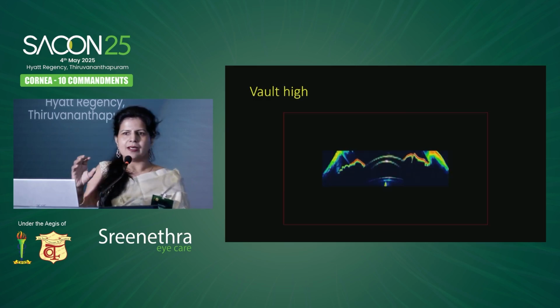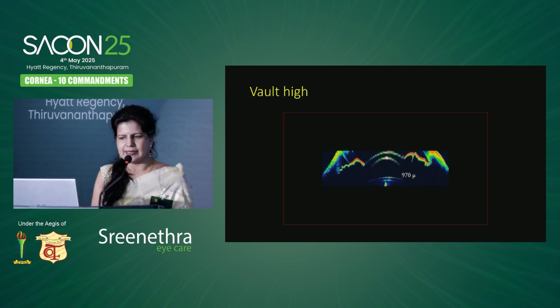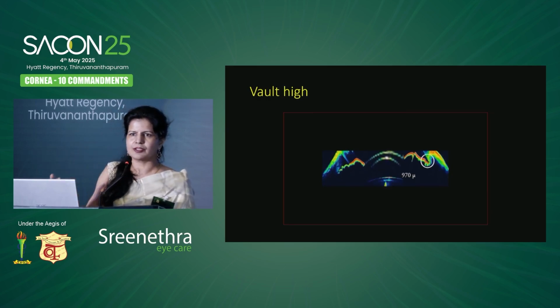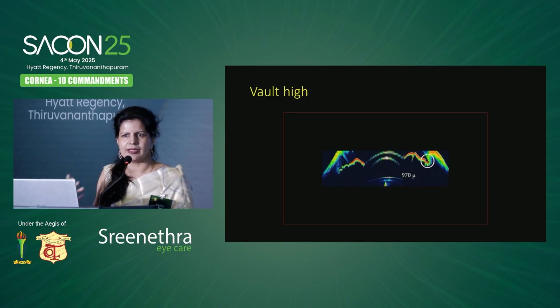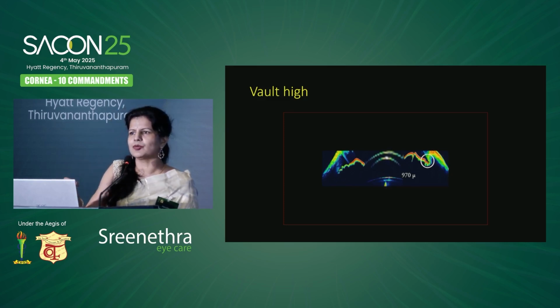Now, vaults are what we are scared of most with ICLs. So if you have a high vault, there's a chance of the angle getting smaller, more of pigment dispersion with the iris rubbing over the surface of the IOL. And this is something you would like to avoid.